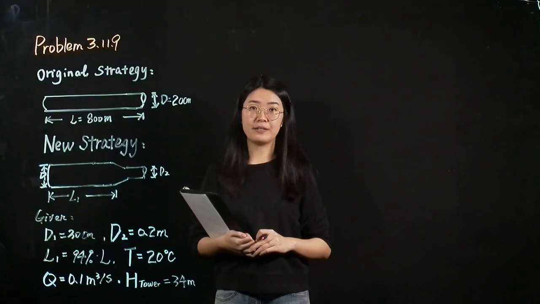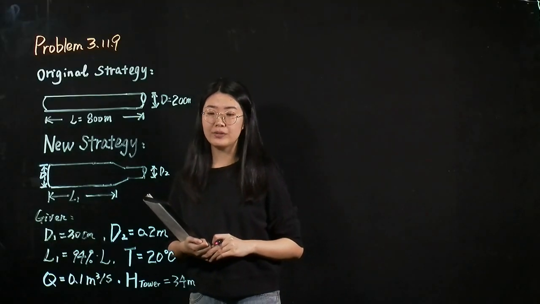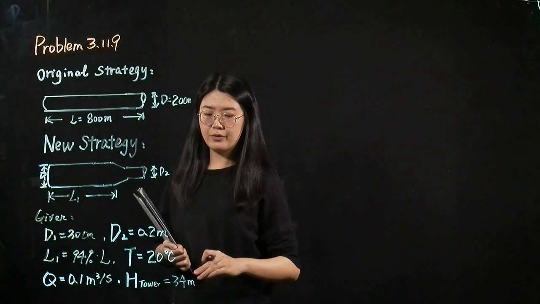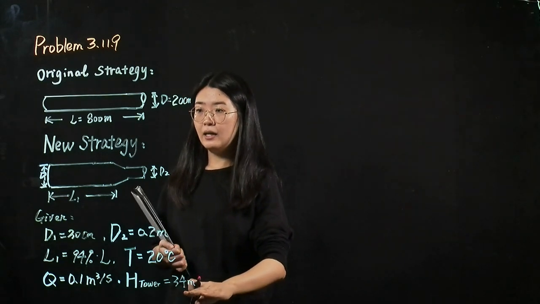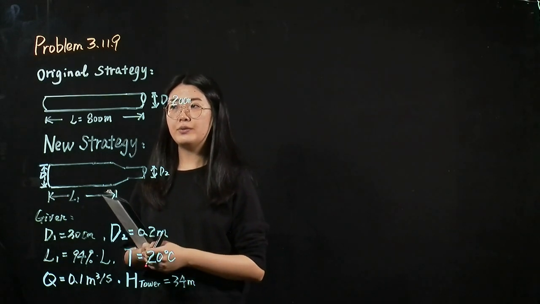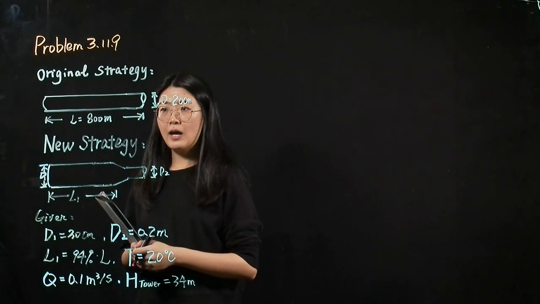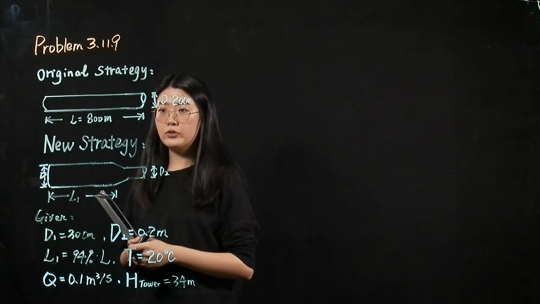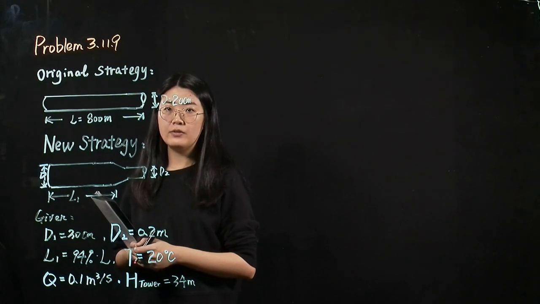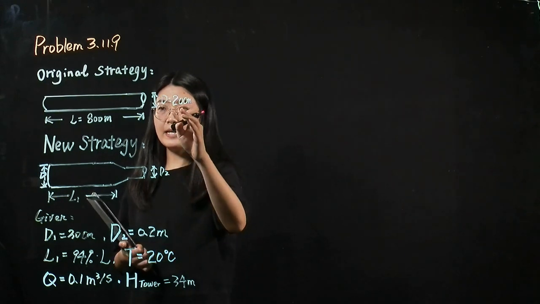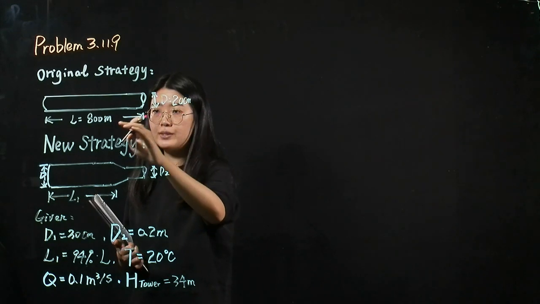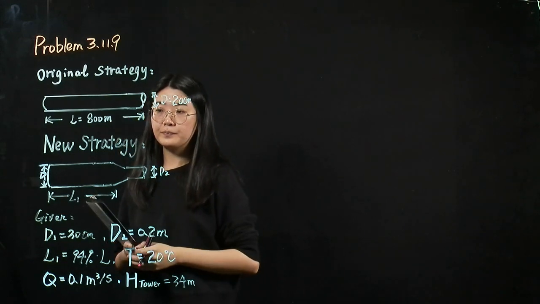Now let's take a look at problem 6. There is a water tower which is 34 meters high, supplying drinking water to the original area. The pipeline is commercial steel and it's a horizontal pipe. The diameter of the pipe is 20 centimeter and the length is 800 meter.